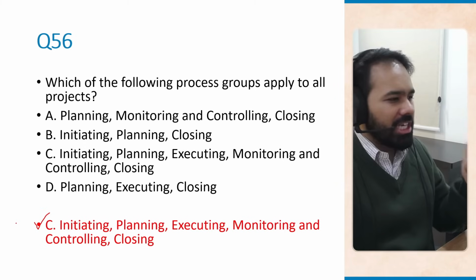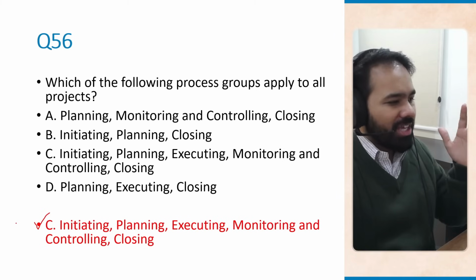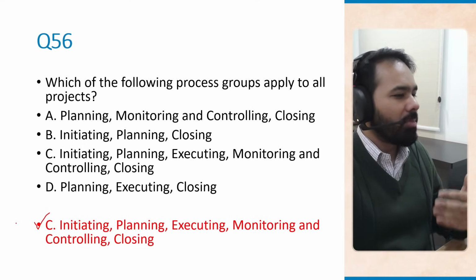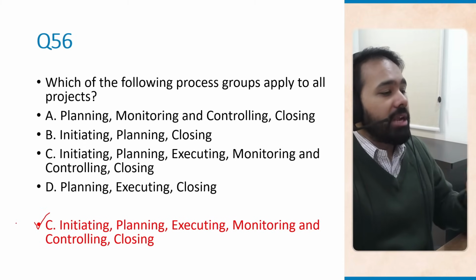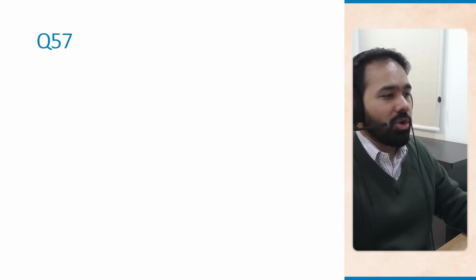All five process groups apply to every single project, regardless of the size of the project, regardless of the industry. When we talk about initiating, we are formally starting the project. We make documents like the project charter. When we are planning, we are defining scope, schedule, cost, quality, risk, and other such things. When we are executing, we are performing the actual work. In monitoring and controlling, we are tracking progress, we are managing changes, and closing is where we formally close the project or the phase of the project.